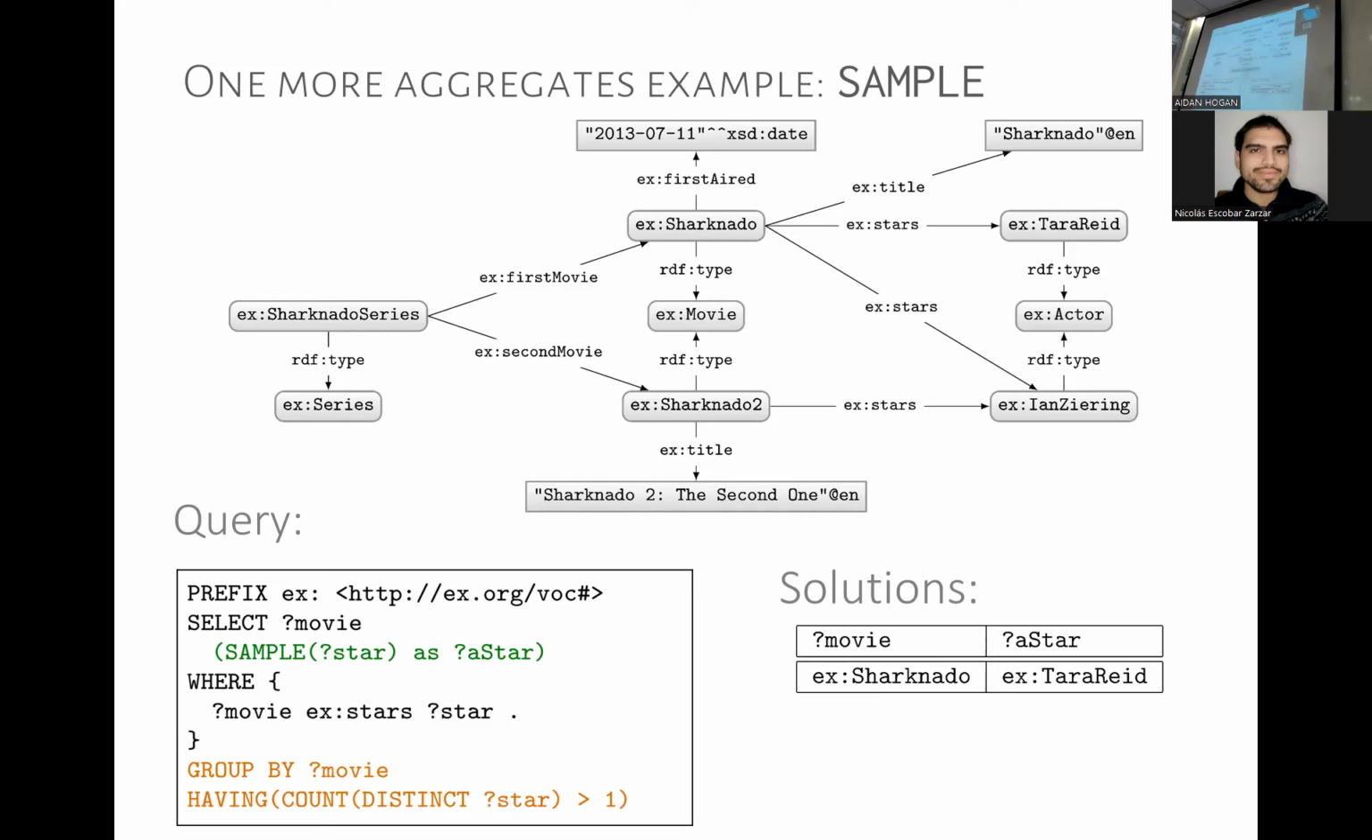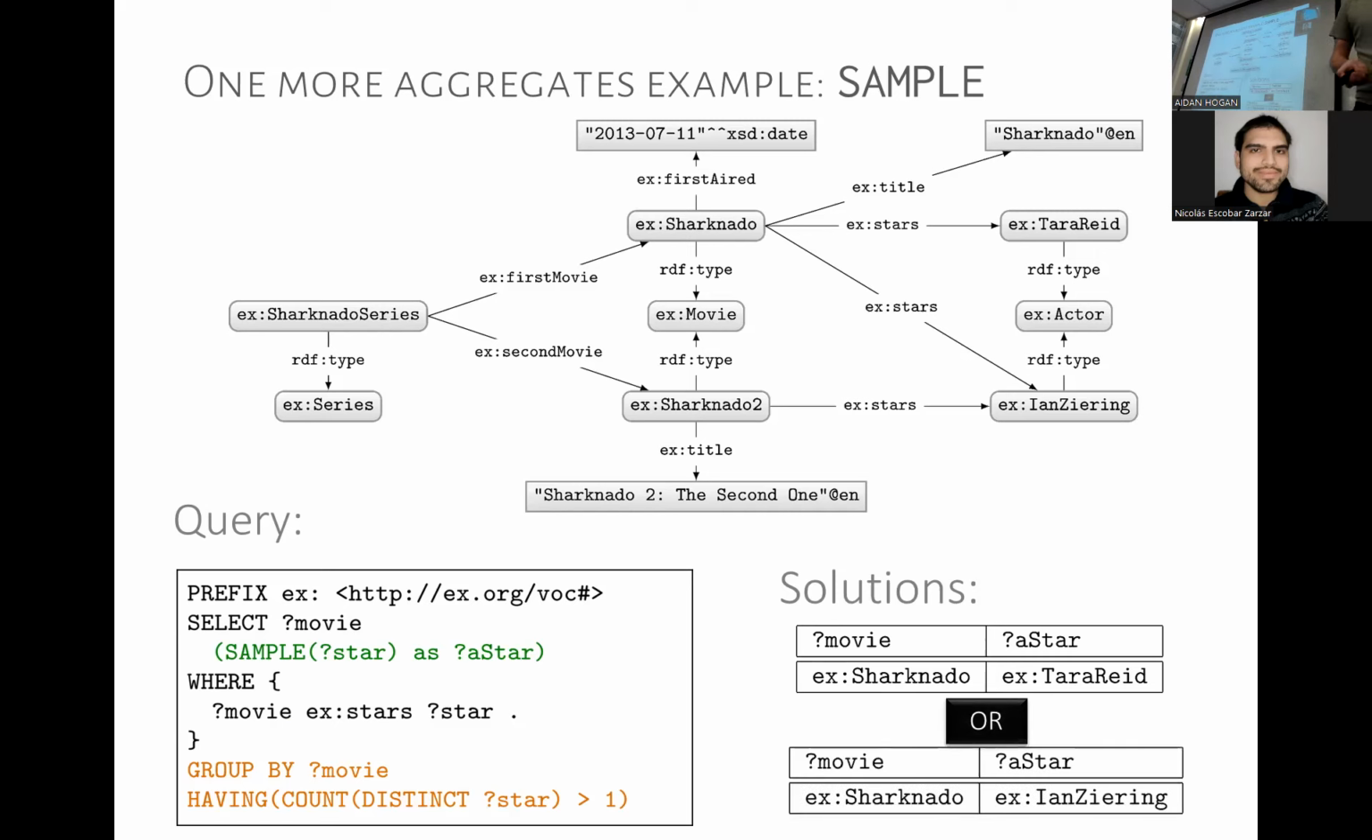So sample allows us for each group, in this case for each movie, to extract one value, in this case 1 star. So this could be Sharknado Tara Reid or Sharknado Ian Ziering. Yep. So either is a perfectly valid result. So we have some non-determinism with sample.